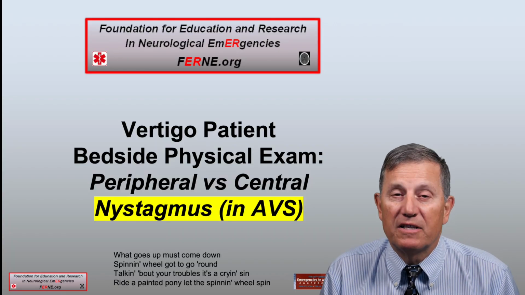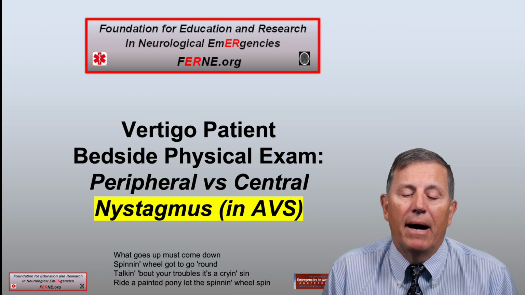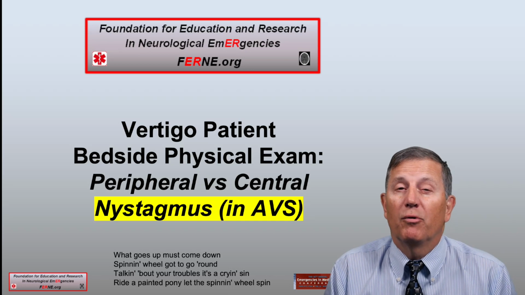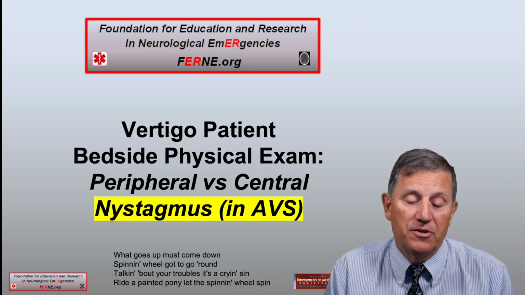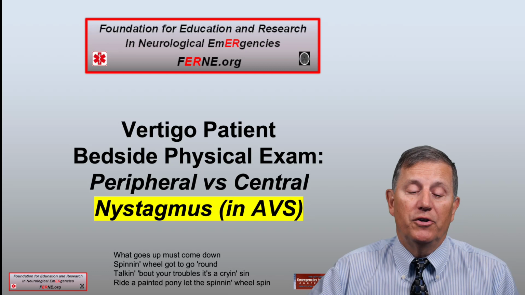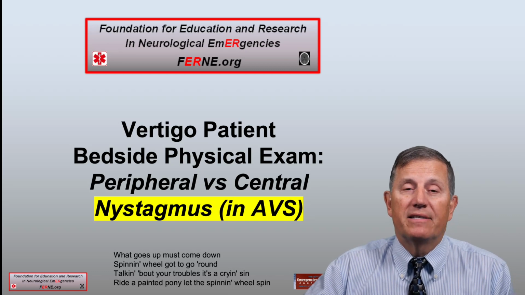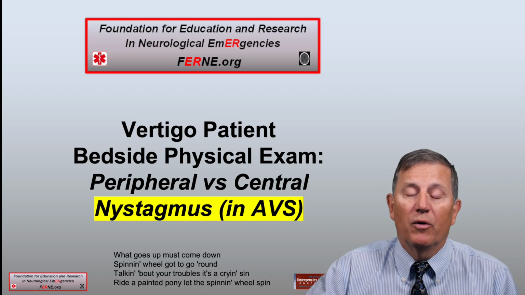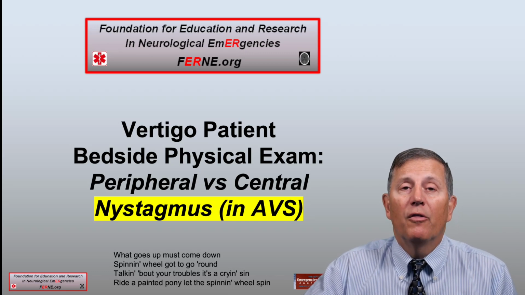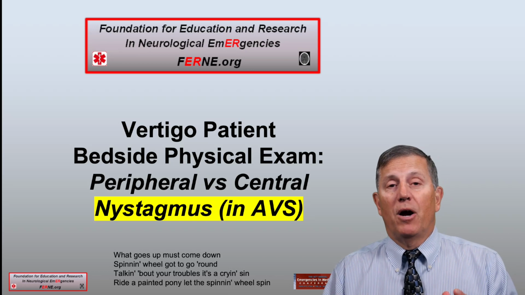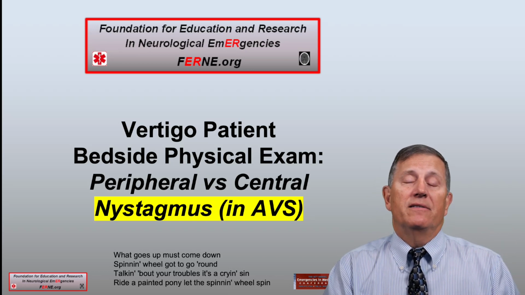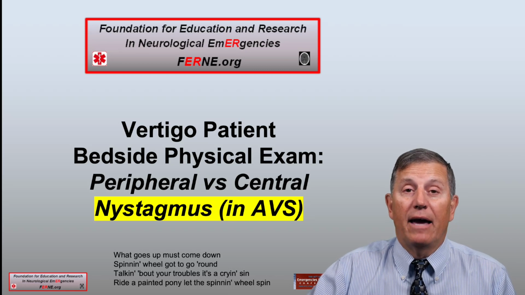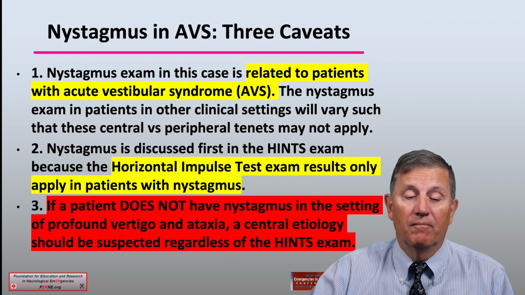So now let's talk specifically about how we examine the patient with vertigo and try to establish a peripheral versus central etiology. The first thing we're going to do is to consider nystagmus, and I will refer most to those patients who present with acute vestibular syndrome, those patients who present to the emergency department with continuous dizziness that is present at the time of evaluation. How do we assess nystagmus in these patients?